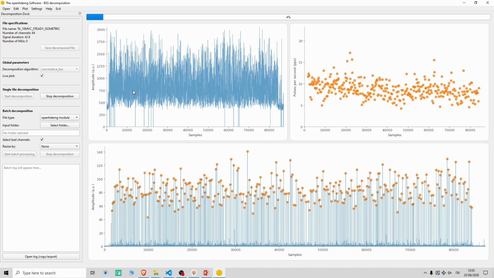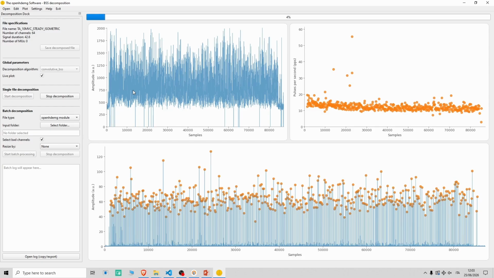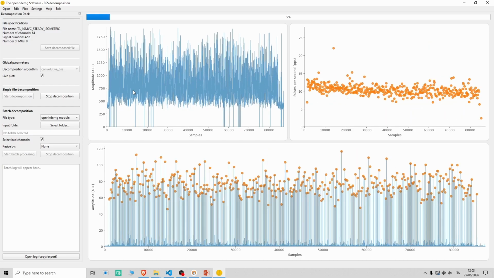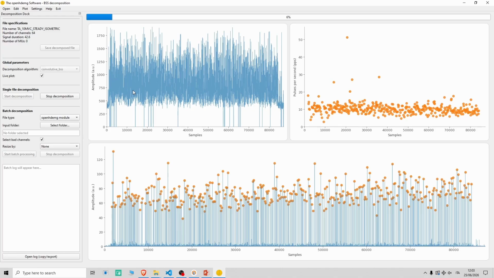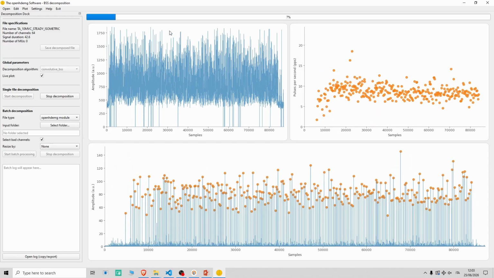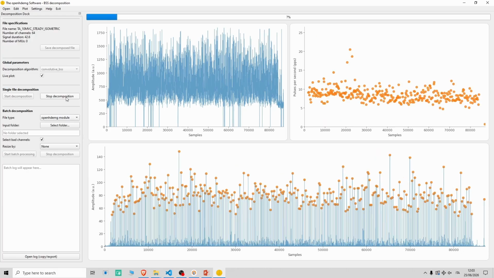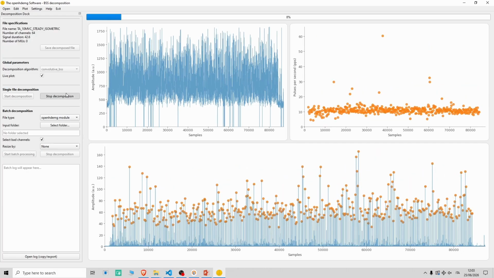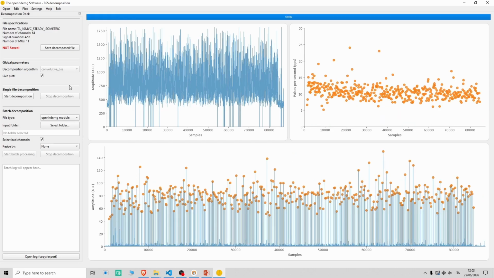Then we start the decomposition. We have done a lot of work in optimizing the computational part of the decomposition, and so you can see that it is really fast. The signal is about 42 seconds, so the decomposition is running very well. And we can wait for all the 500 iterations, but now I will stop it and see what we got in these few seconds. Okay, very good.